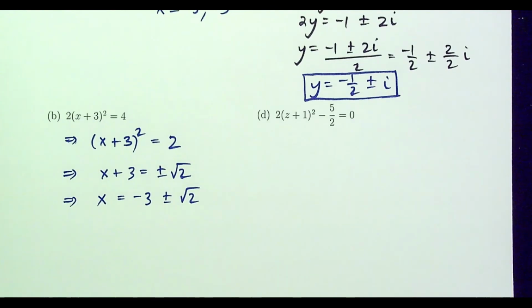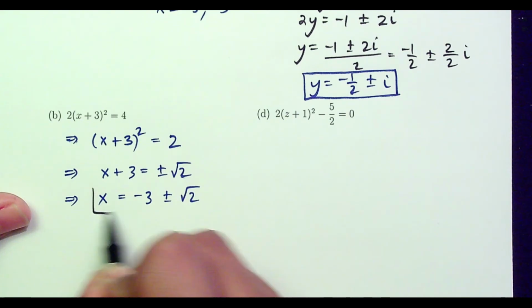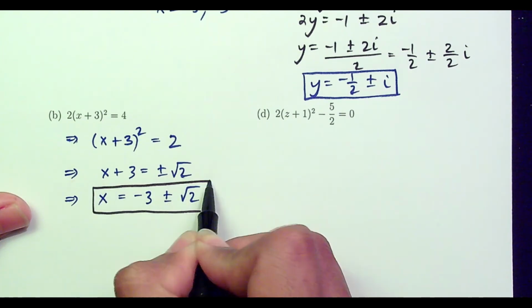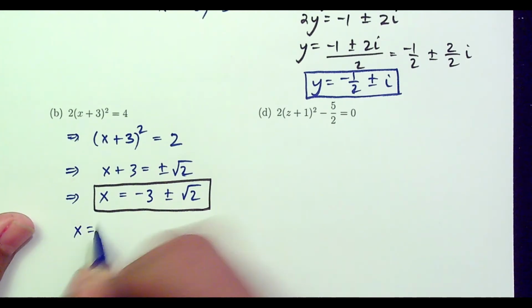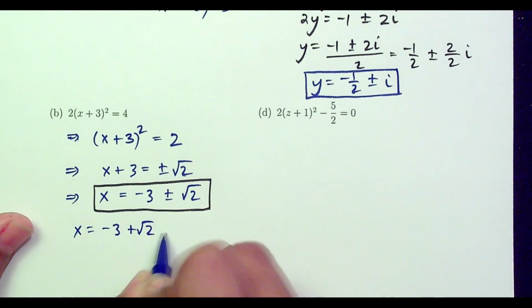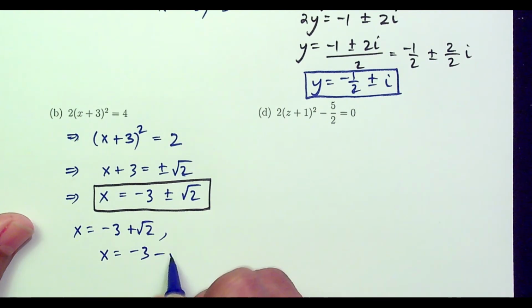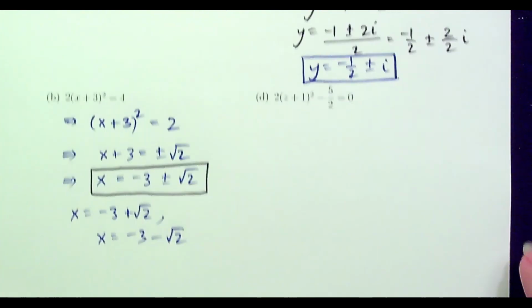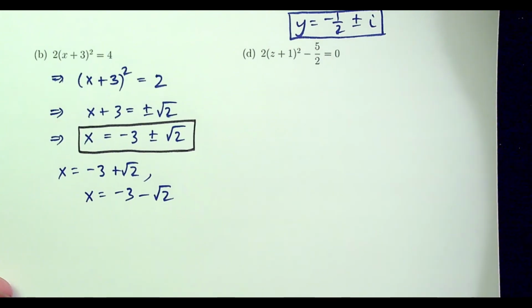Again, remember that you can report it like this. Sometimes they might ask you to enter them separately. So that really means that one solution is negative 3 plus square root of 2. The other solution is negative 3 minus square root of 2. So those are the two possibilities, the two solutions.